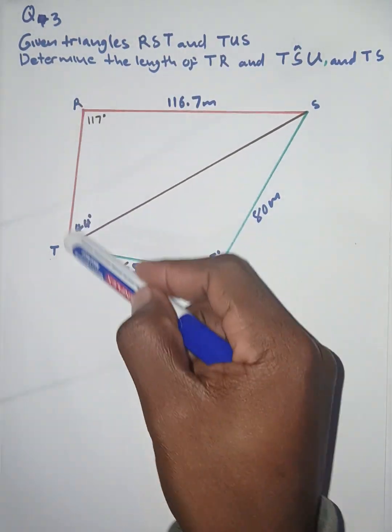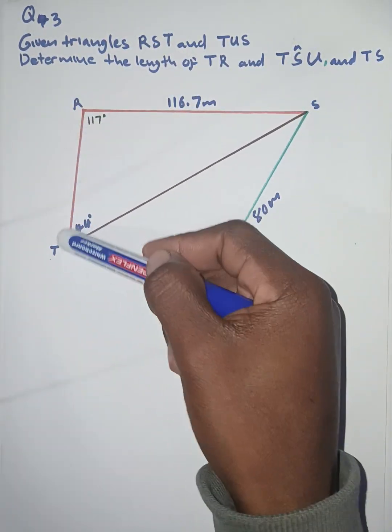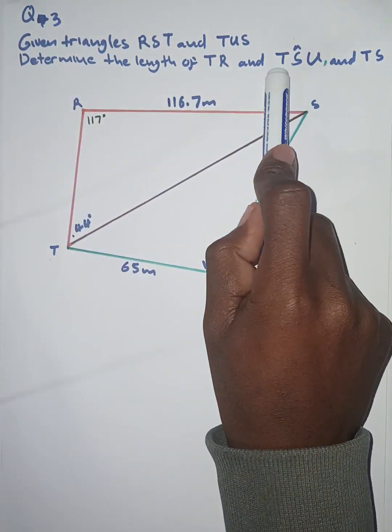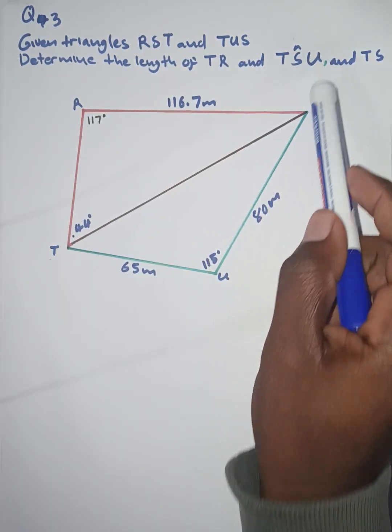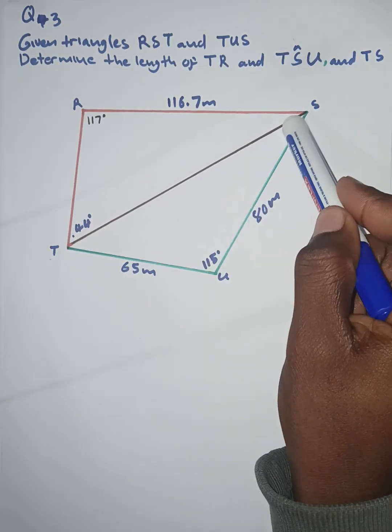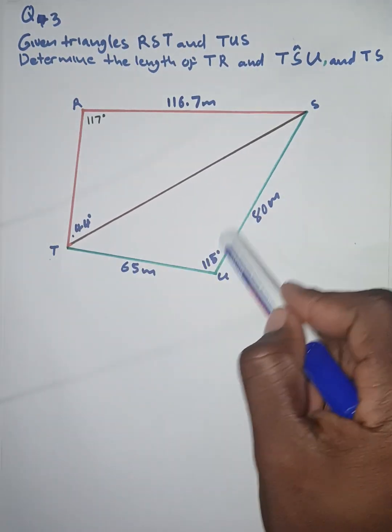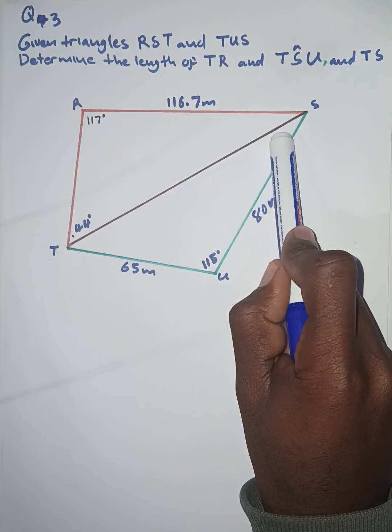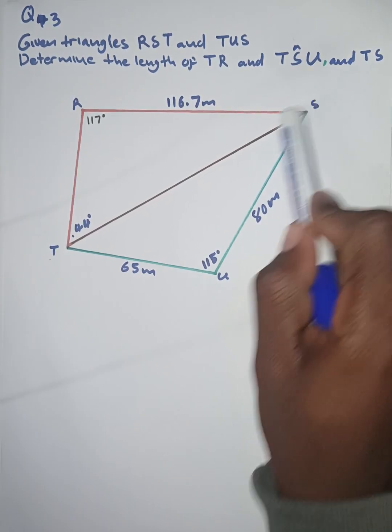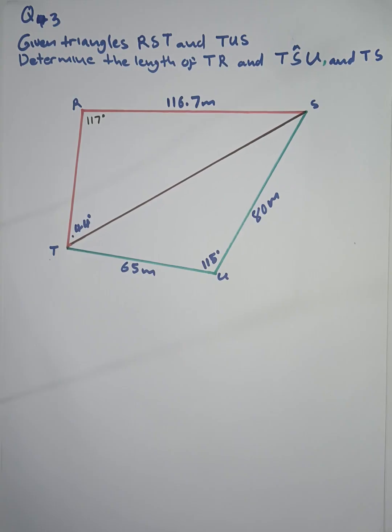So this would be of course that side they want us to find, right? And they also say that you must calculate that angle, which is TSU. So they say TS, so it would be that angle, the TSU, so that would be that angle. And also they say that you must calculate side TS, so it would be that side there.